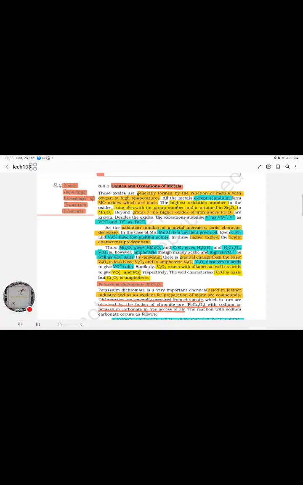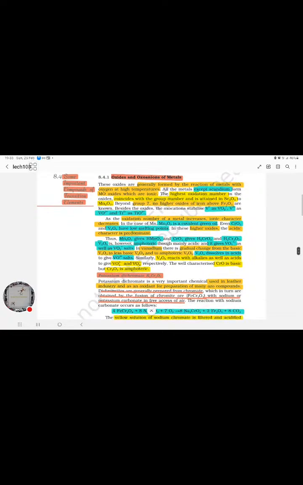The highest oxidation number in the oxides coincides with the group number and is attained in Sc2O3 to Mn2O7. Beyond group 7, no higher oxides of iron above Fe2O3 are known. Besides the oxides, oxocations are also able to stabilize, such as V in the +5 oxidation state in VO2+, V in the +4 oxidation state in VO2+, and titanium in the +4 oxidation state in TiO2+.